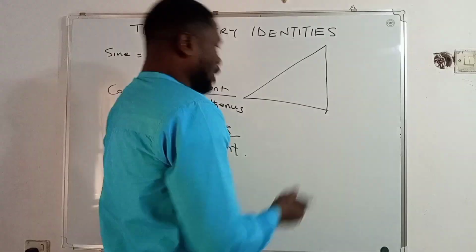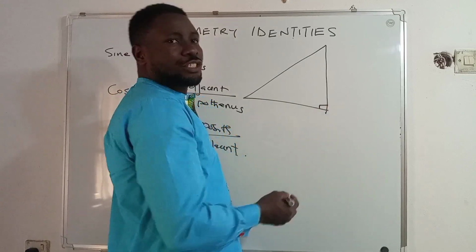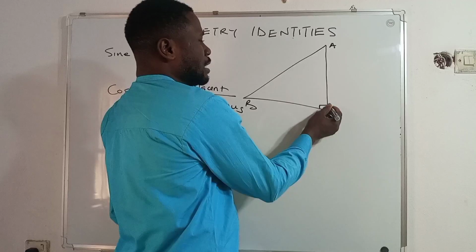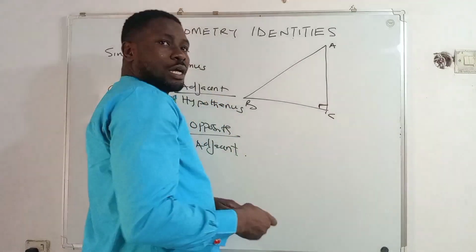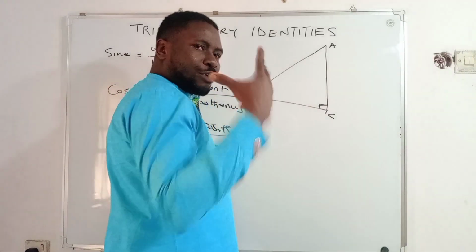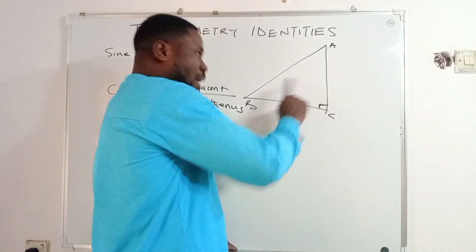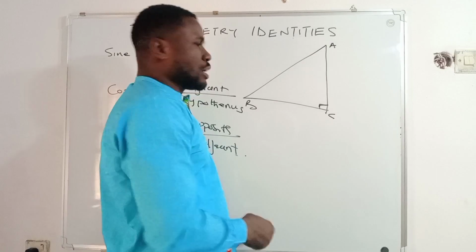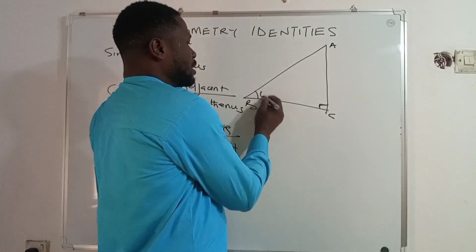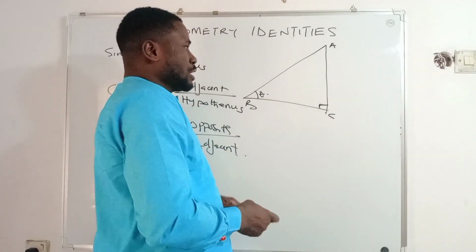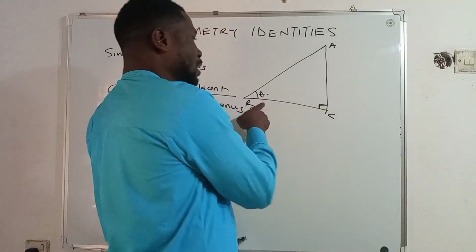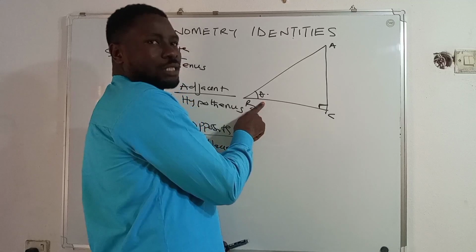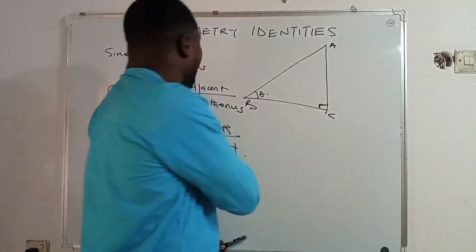It is a right angle triangle because at this point the angle is 90 degrees. And here, let's say the triangle is triangle ABC. A triangle is said to be a right angle triangle if one of the angles is 90 degrees. So at this point the angle is 90 degrees. Now let's say this angle is theta, and you're asked to find the sine of theta, or the cosine of theta, or the tan of theta. So you need to remember this.